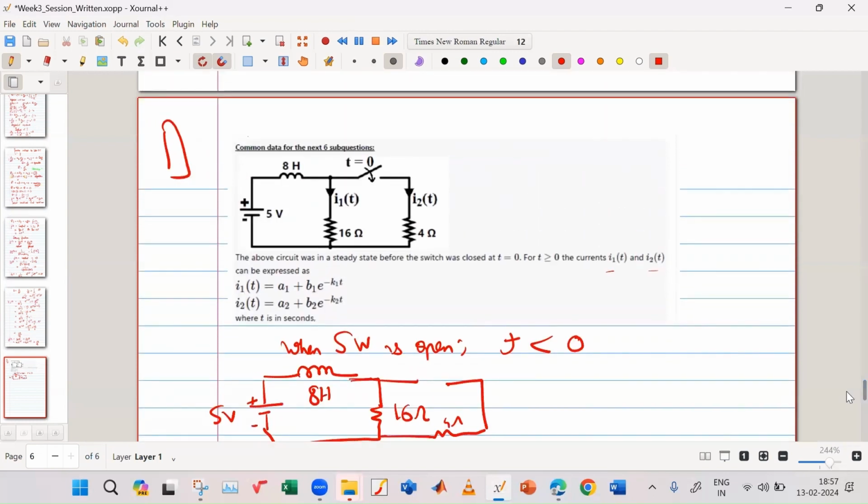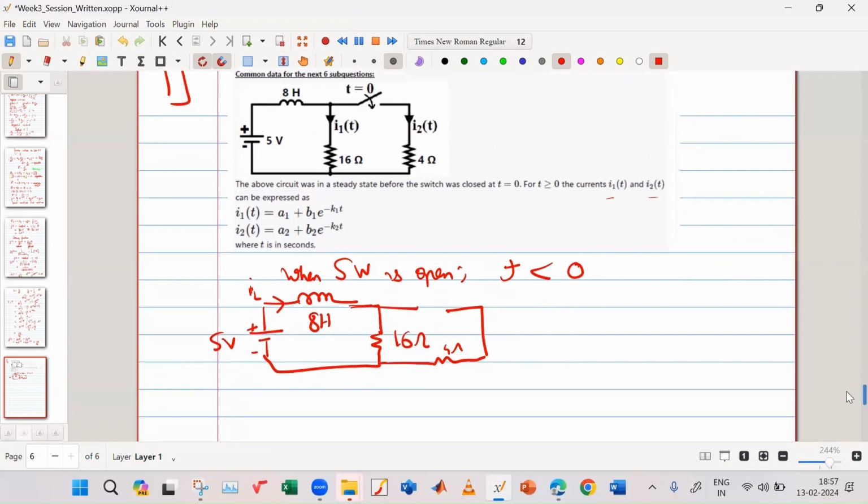I told you, when you're solving, you must consider the current through your inductor, IL. This is important. Can you tell me what is the current through the inductor in steady state, IL of 0 minus? What is that value? Inductor will act as a short circuit. You're correct, but what is the current which is flowing?